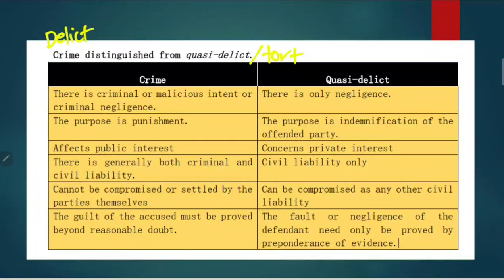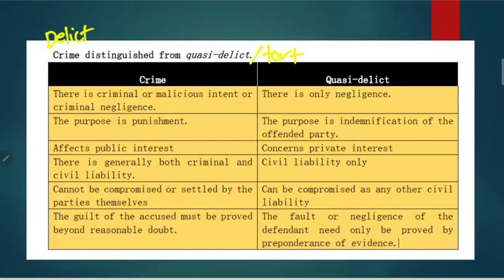Pag sinabi nating indemnification, mabayaran, masatisfy yung obligation sa offended party. Next is crime, affects public interest. Quasi-delict concerns private interest. Crime is generally both criminal and civil liability, while quasi-delict civil liability only. Kasi nga, quasi-delict wala namang crime dyan. So, siya ay civil liability lang.